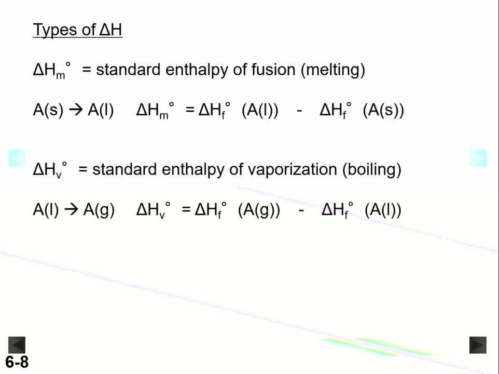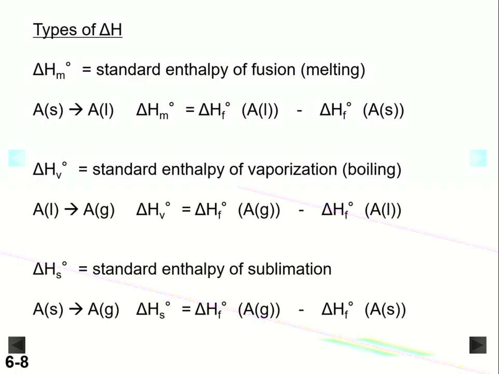There's a standard enthalpy of vaporization, that is boiling. So A in its liquid form going to A in its gaseous form, delta H superscript 0 vaporization is the enthalpy of formation of A as a gas minus the formation of A as a liquid.